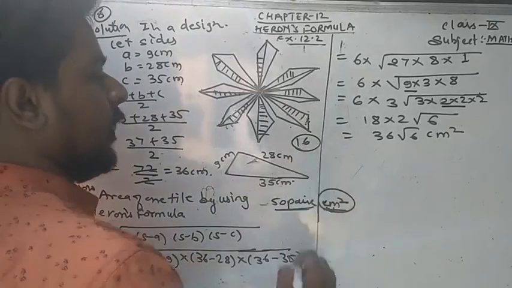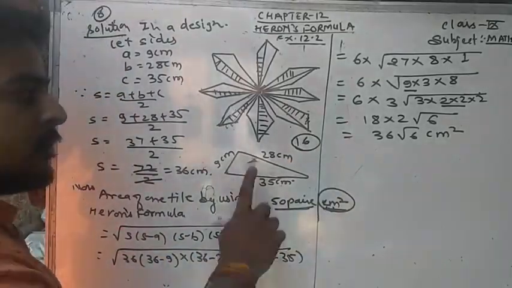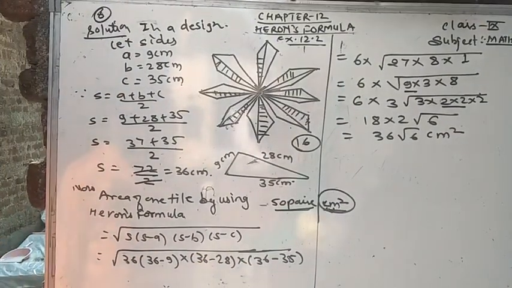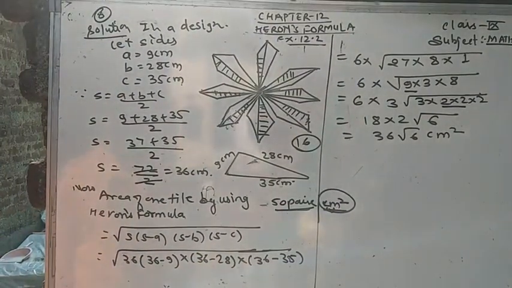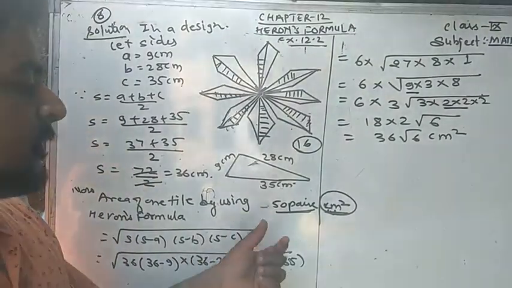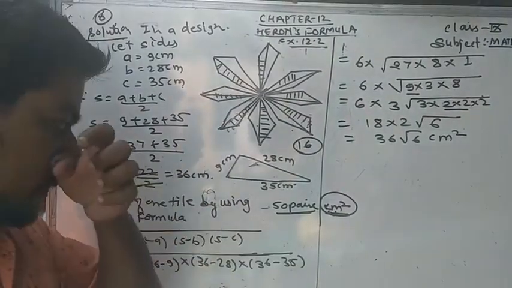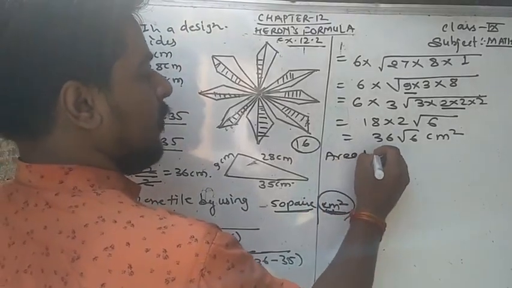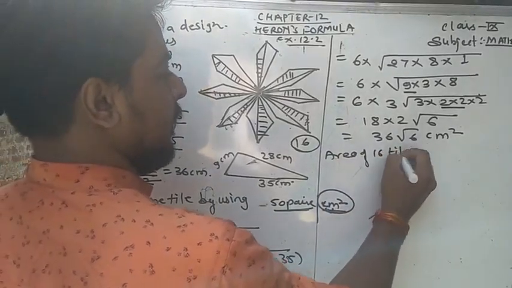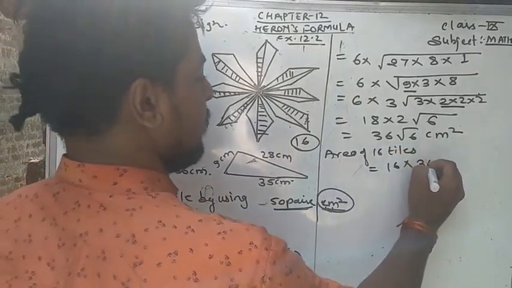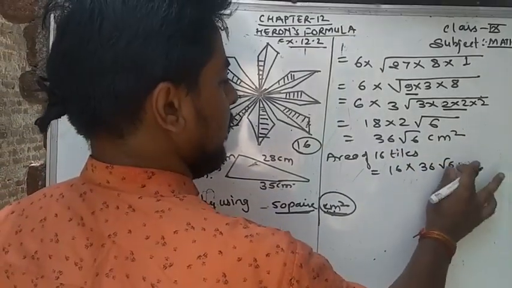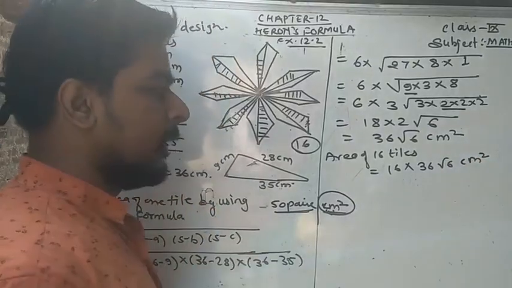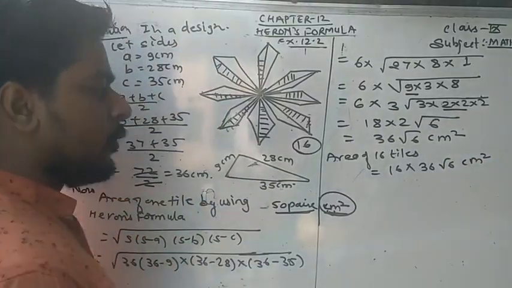Now we have to calculate the area of the 16 tiles, so we will multiply this area by 16. But before multiplying by 16, we also need to find in the end the total cost for the polishing. So the area of 16 tiles is equal to 16 multiplied by 36 root 6, and it will be in centimeter square. We are not multiplying yet, but we can do it.